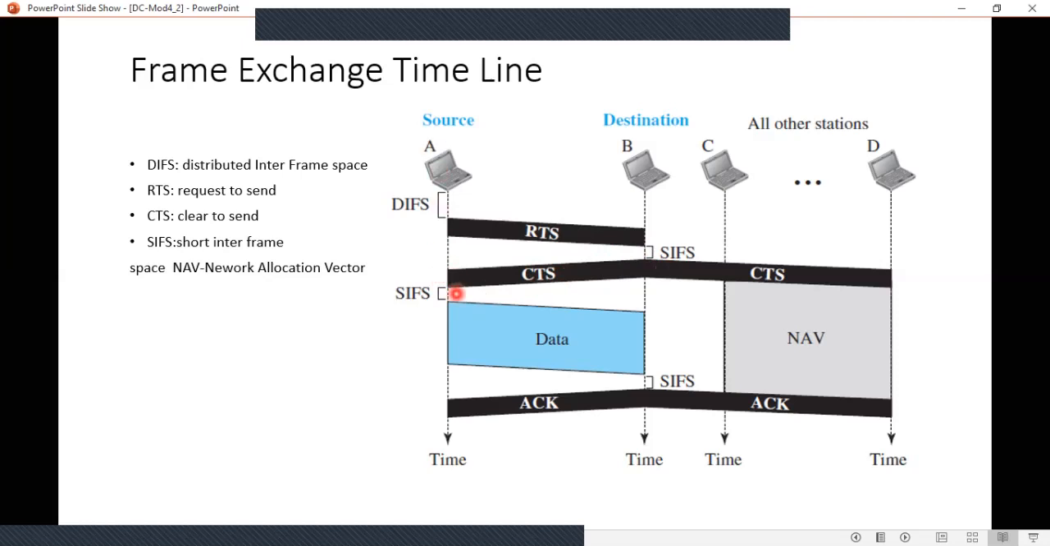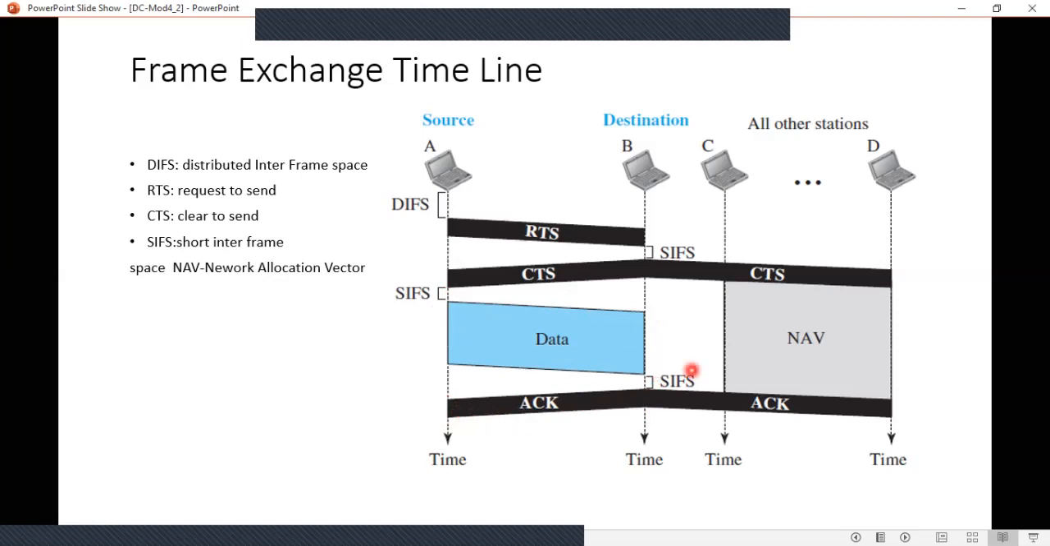Now the source will again wait for a short interframe space, and then it will send its data to the destination B. Whatever data it has to send to B, it will send all the data, and then it will wait for a short interframe space again, and then the destination will send the acknowledgement to the source A. Acknowledgement is nothing but to say that I have finished reading all the data, that is, I have received the data. It will acknowledge it to the sender, that is the source.